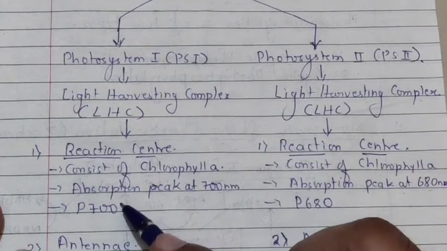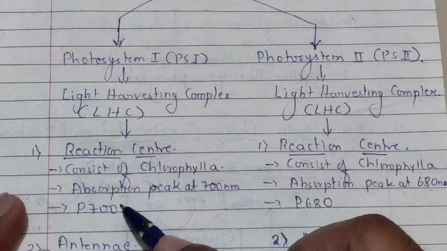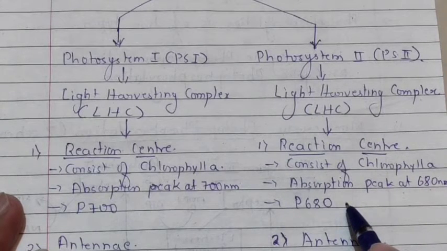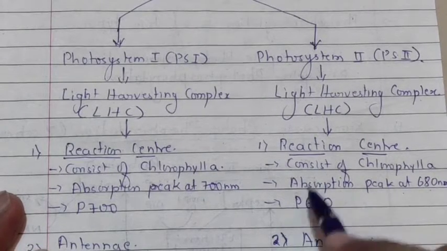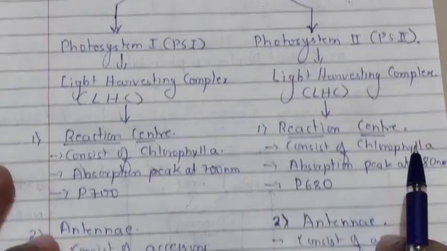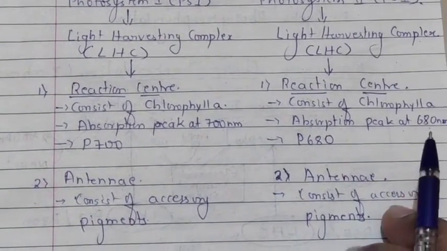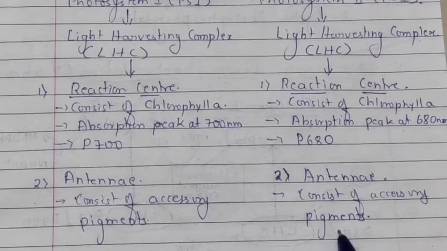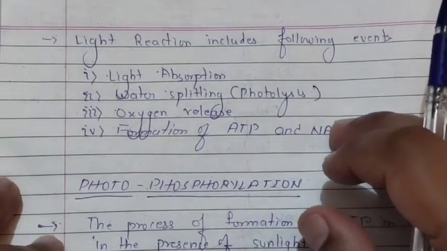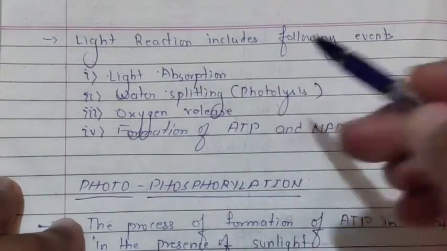PS1 absorbs at 700 nanometer maximum peak. Photosystem 2, its reaction center absorbs at 680. That means it is showing the maximum peak around 680 nanometer. Whereas the antenna remains the same, consisting of accessory pigment. Here also it consists of accessory pigment. Clear? Okay, now coming to the main events of the light reaction.